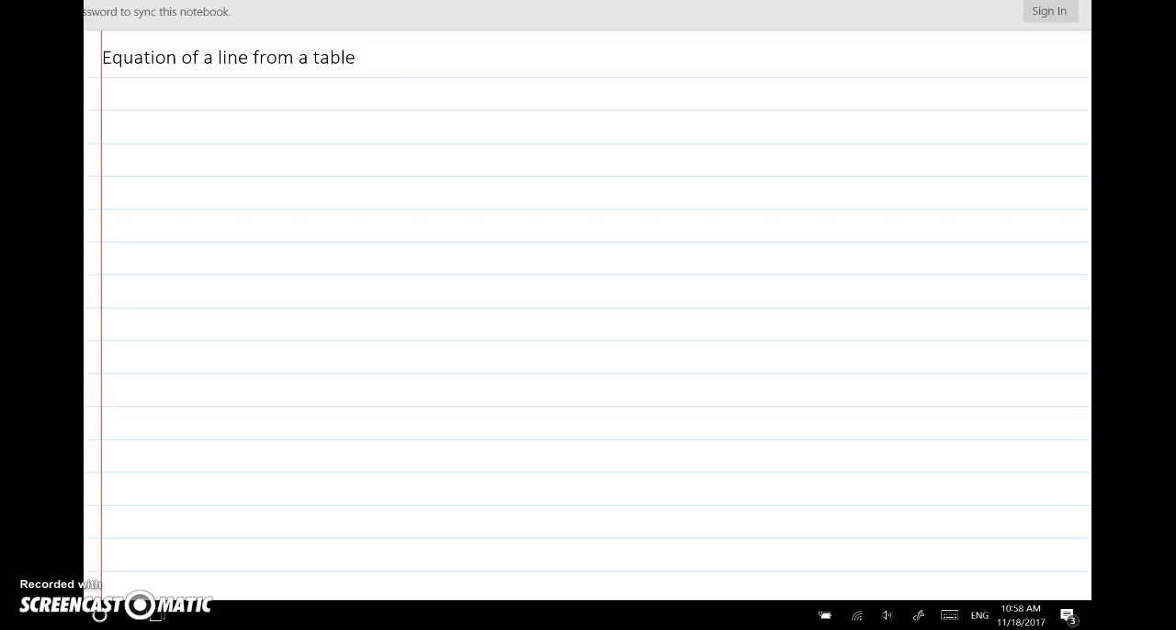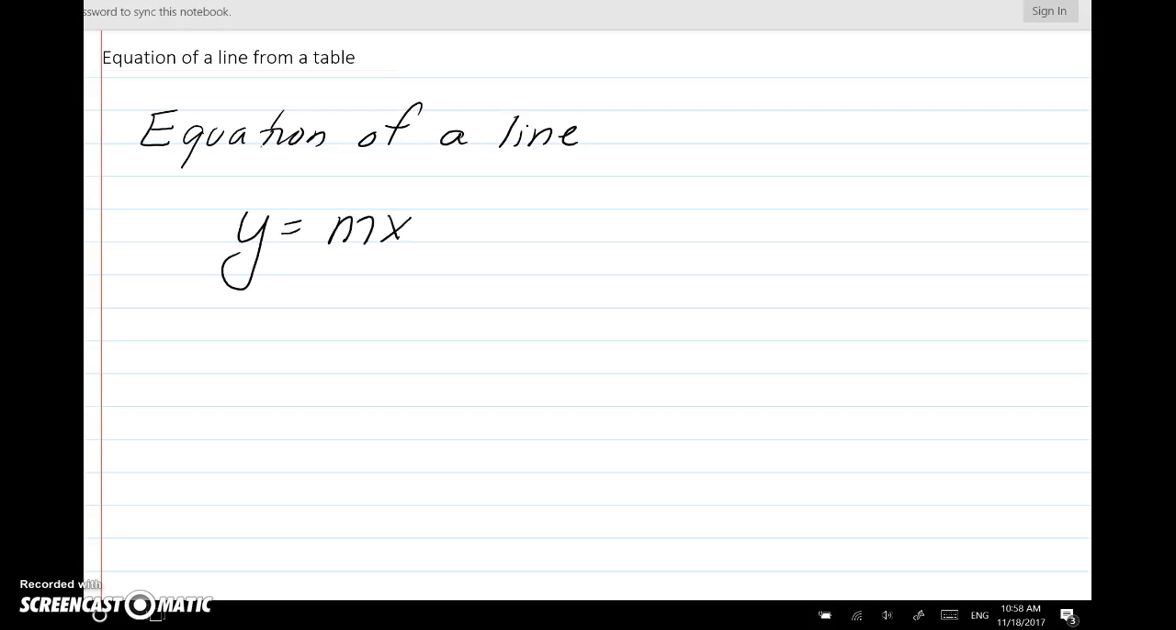Hi everyone, today we're going to talk about writing an equation of a line from a table or a chart. Now, as a reminder, equation of a line. You should know this, but in case you don't, it's once again y equals mx plus b. Now, remember, m stands for slope, and b is our y-intercept.